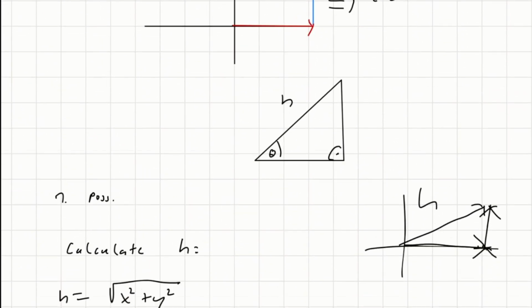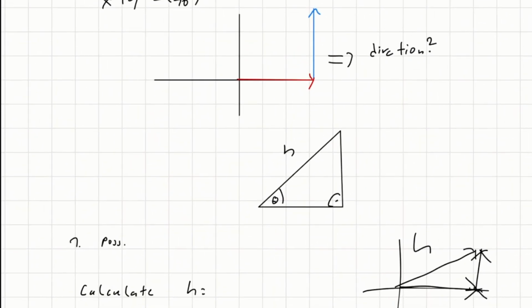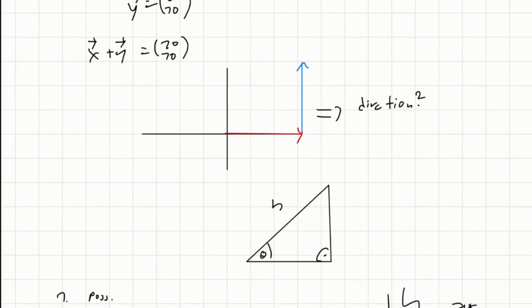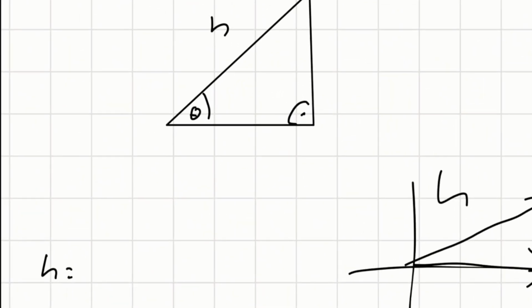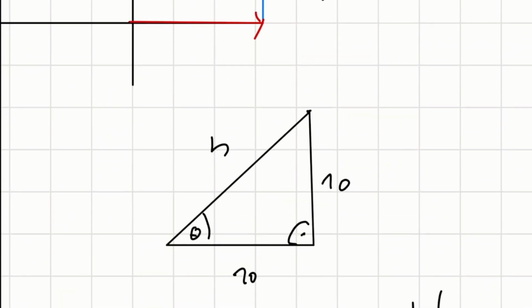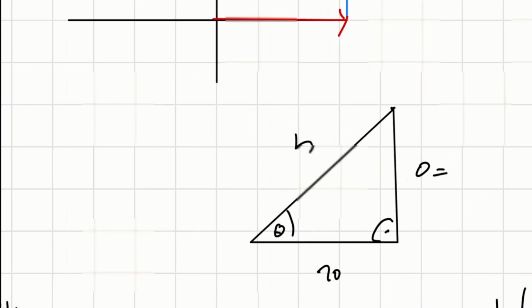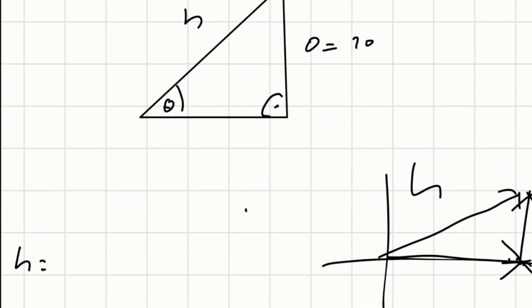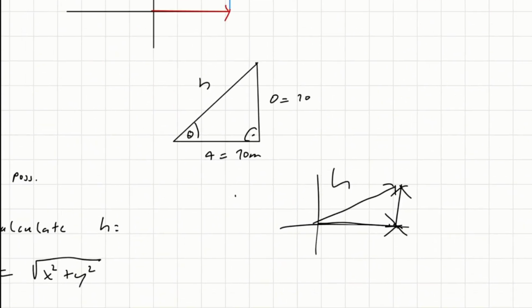Let's have a look at this again. If we have this information, we know the 10 meters to the north will be our y value. So let's stick with opposite, so O equals 10. And we know that our adjacent side, or our x, will also be equal to 10 meters. Now we can do nice things.